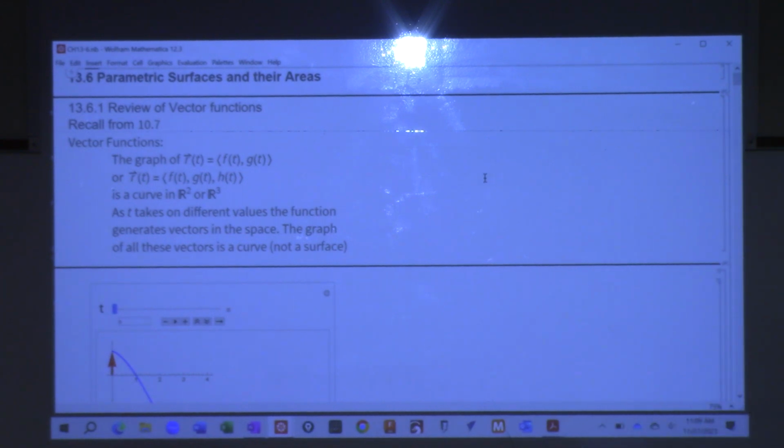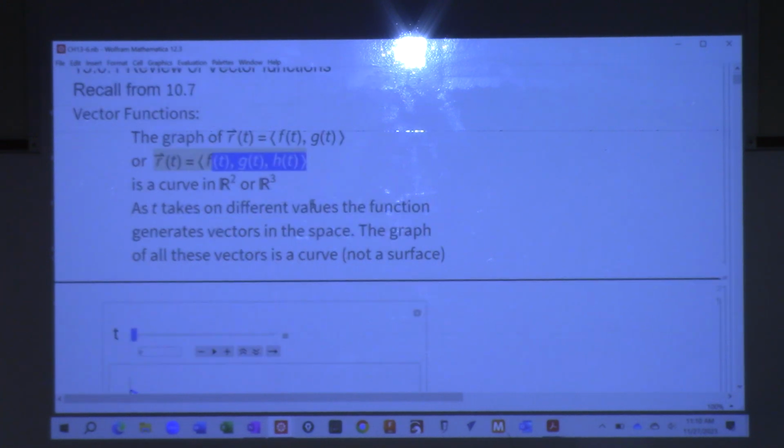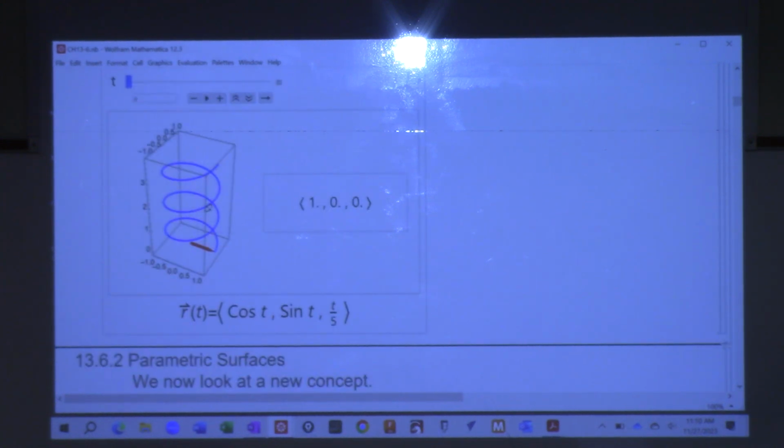All right, so what we were doing last class is we were establishing the fact that back in an earlier chapter, chapter 10, section 7, when we had defined what vector functions were, r of t equals either a 2-dimensional or 3-dimensional vector, what these basically gave us were curves in 2 or 3-dimensional space. And then we said, okay, well look, we don't want to draw curves now, we want to draw surfaces, and we want to use a parametric vector equation to do it.